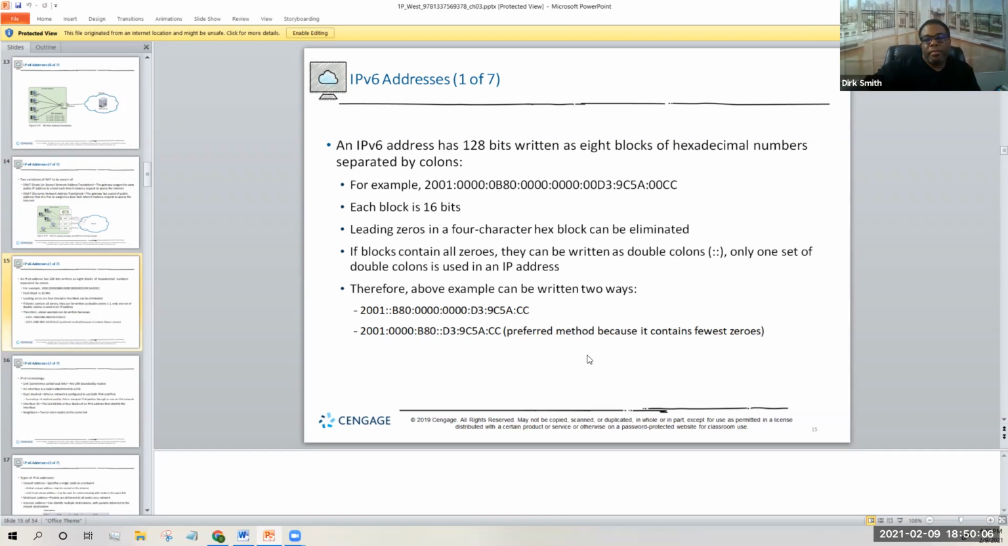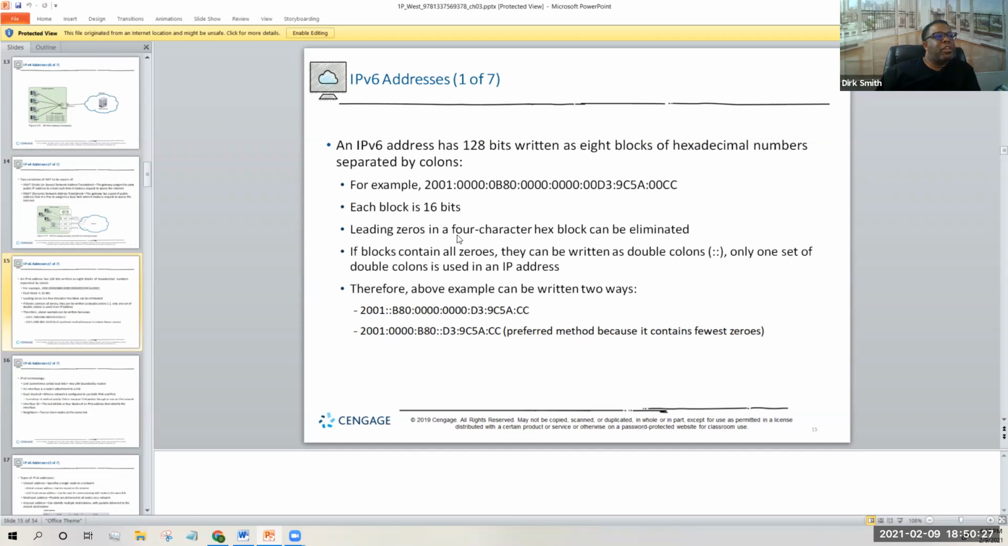So just be aware of it. Okay, because sometimes as a network administrator, when I was working in networks, I didn't really have to work much with IPv6, but it runs a little differently because we needed more numbers.